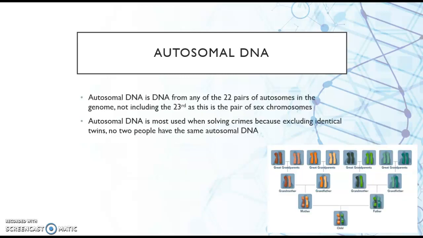Now we have autosomal DNA. Autosomal DNA is DNA from any of the 22 pairs of autosomes in the genome. This is not including the 23rd, as this is a pair of sex chromosomes. Autosomal DNA is most used when solving crimes because, excluding identical twins, no 2 people have the same autosomal DNA.